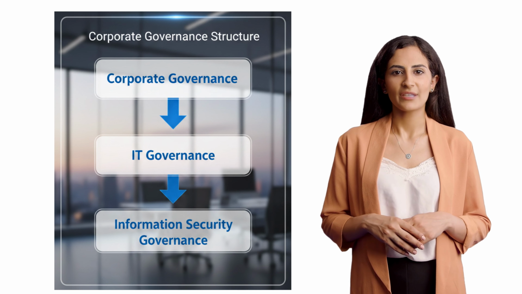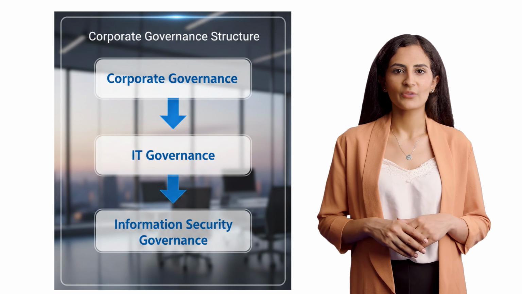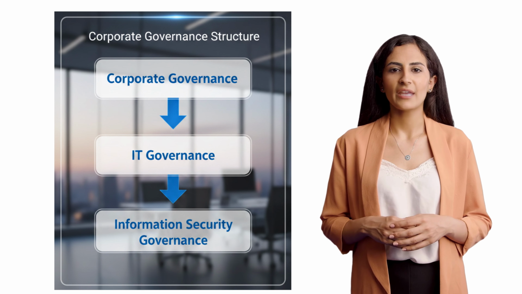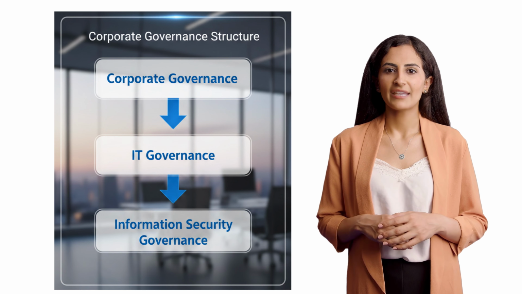Relationship between corporate, IT, and security governance. Corporate governance sets business direction. IT governance supports that direction using technology. Security governance protects technology and data.